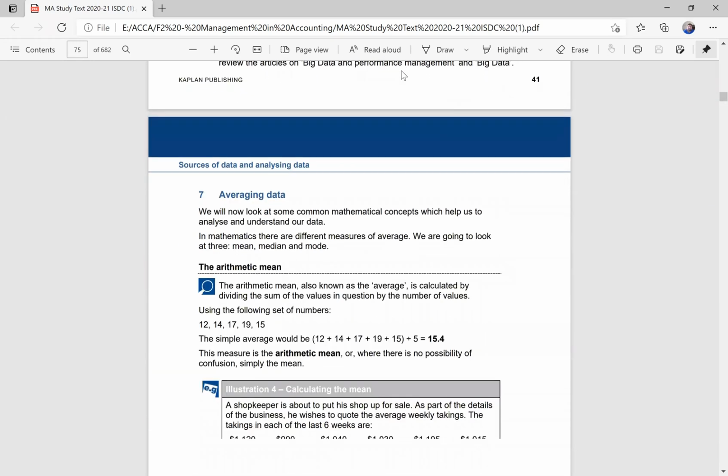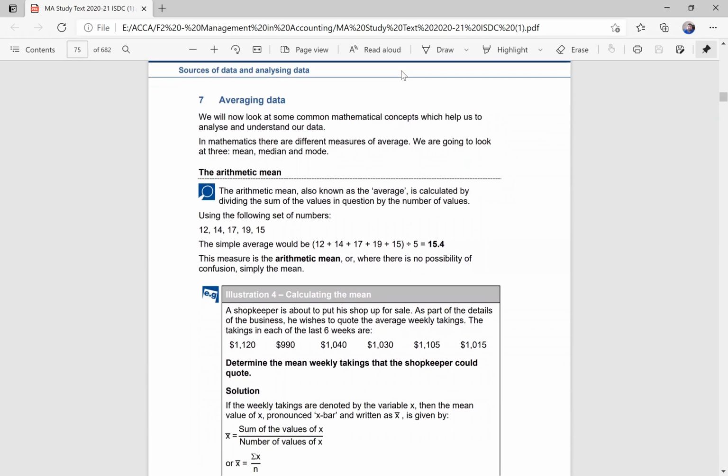So over here, our theoretical area is ending. Now we're going to move towards data averages and standard deviation and all.